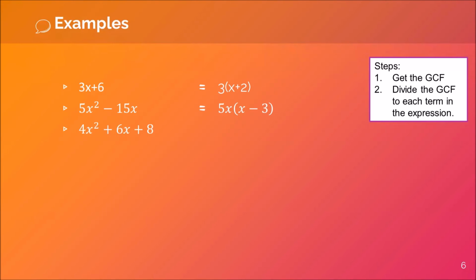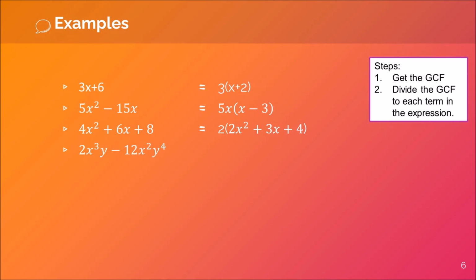Next example, we have here 4x squared plus 6x plus 8. The greatest common factor of 4x squared, 6x, and 8 is 2. So 4x squared divided by 2 is 2x squared. Copy the sign plus. 6x divided by 2 is 3x. Copy again the sign. 8 divided by 2 is 4. So the factored form of the polynomial would be 2 times the quantity 2x squared plus 3x plus 4.